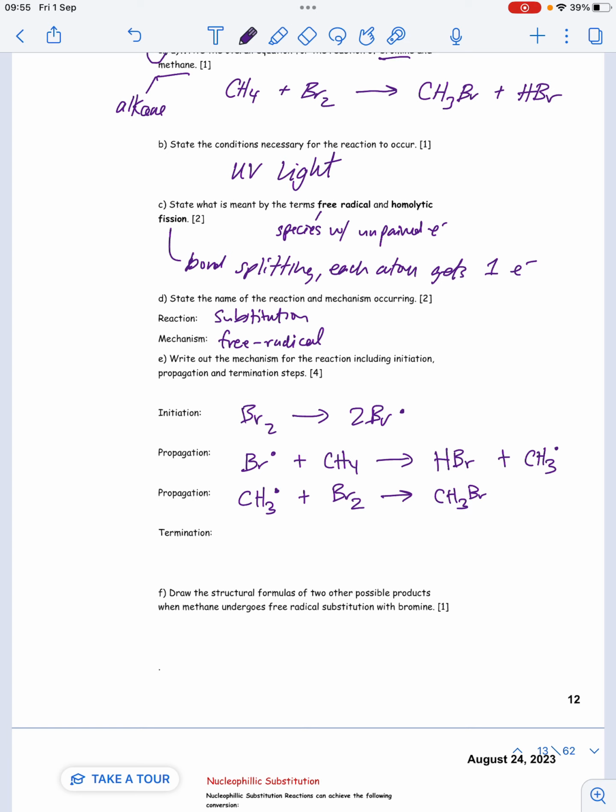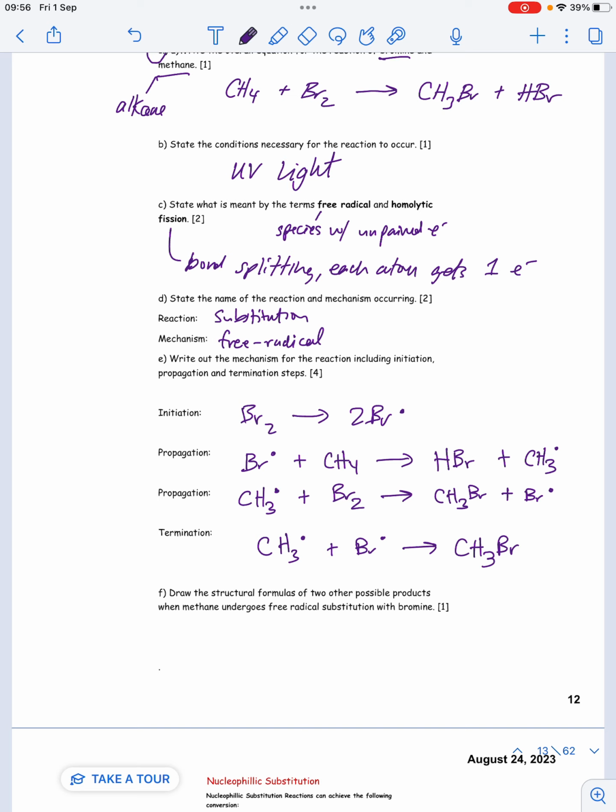The CH3 bumps into the bromine molecule, collides with it, breaks that bond. That leaves behind a Br radical. So you're showing these propagation steps, 2 of them to show that they could happen over and over again. And then finally, you show a termination step. A termination step involves 2 radicals colliding and forming a non-radical, which is what ends the reaction.